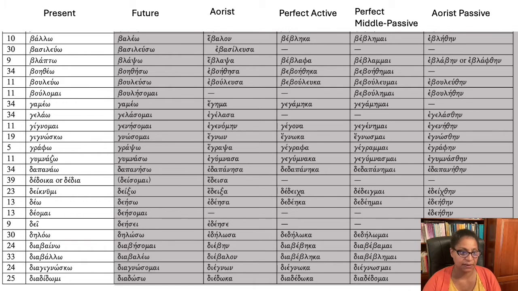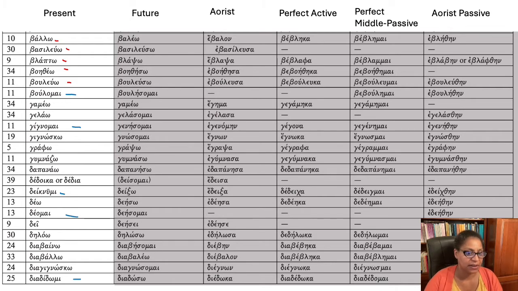So we can see that there are some verbs that have omega, then we have some verbs that have mu, and then some verbs have mi. And so those are the basic endings, though there are some what look like weirdos here.